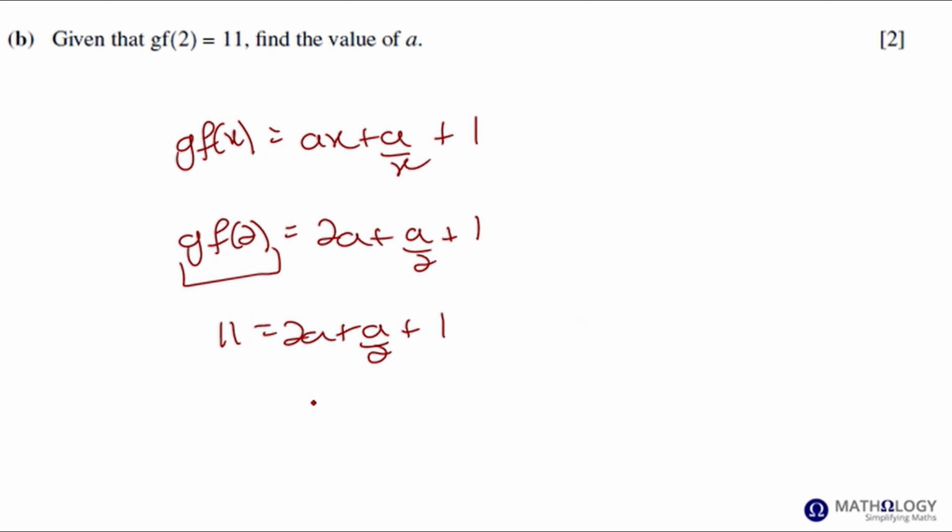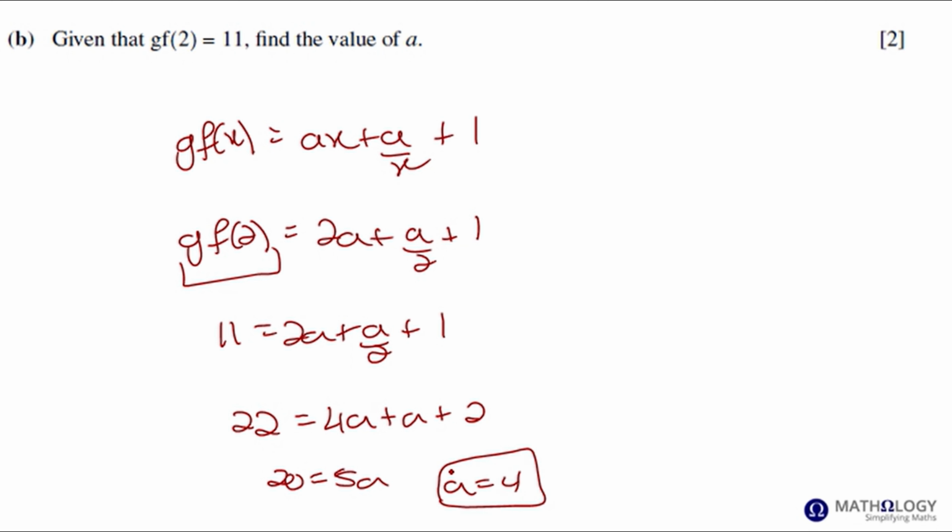We get rid of the denominator immediately. So multiply everything by 2. 22 equals 4a plus a plus 2. 20 equals 5a. a equals 4.